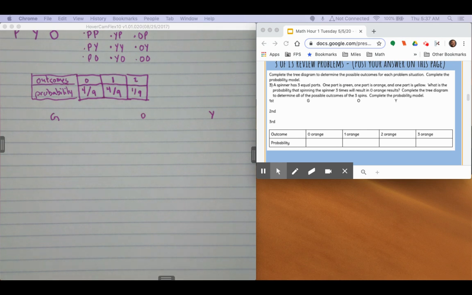And so I have to do a tree diagram for this one. And so we're pretending that this first line here is the first spin.